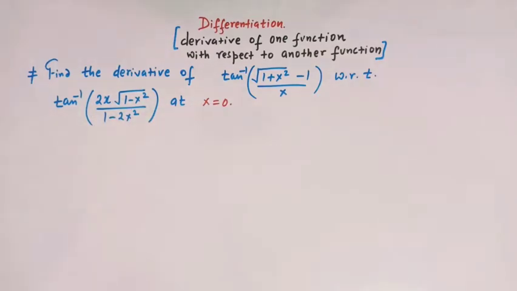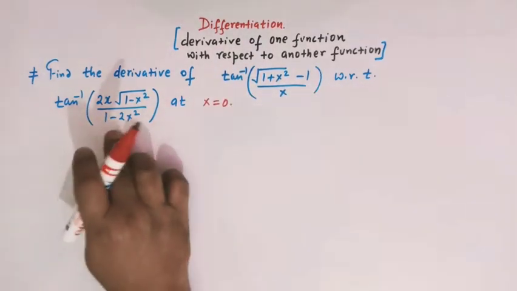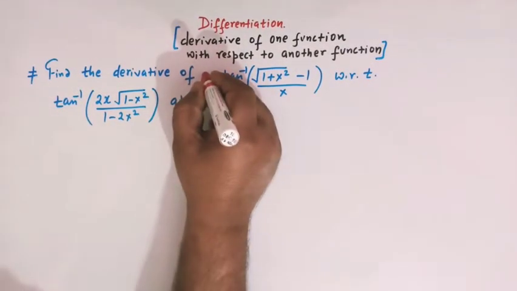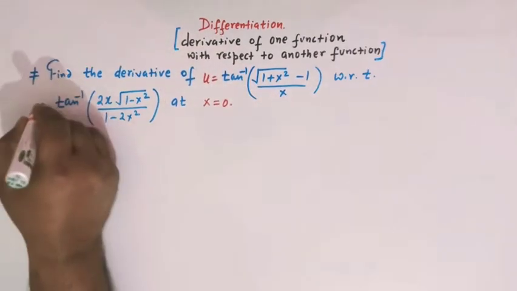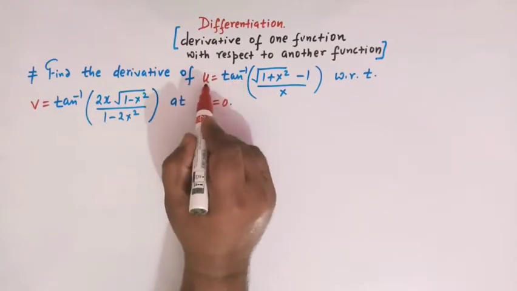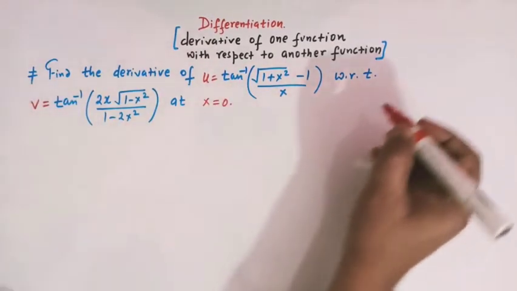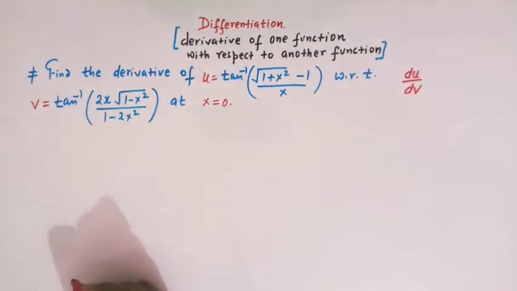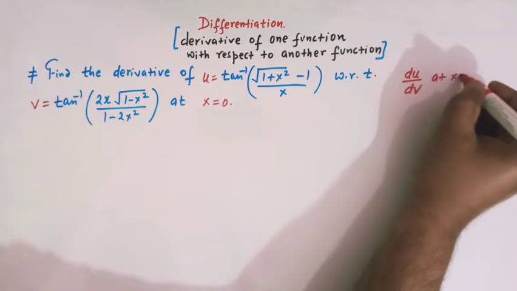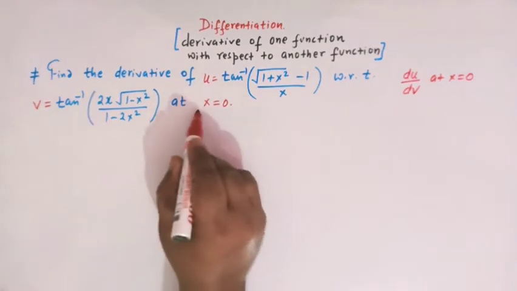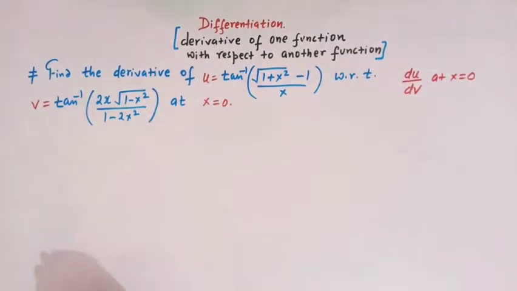So let us start. We are given two functions, and these two are inverse trigonometric functions. Let us take the first function as u and the second function as v. We are to find the value of du over dv at x equal to 0. So first we'll find du over dv, and then we'll substitute x equal to 0.